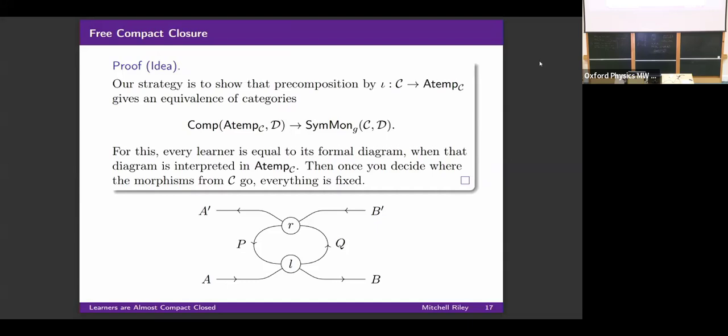And then what we need is, once we decide where just the C part goes, like these morphisms individually, once we decide where they go, the fact that we end up with a compact closed functor up here means that where we send everything is forced, right? So that's the idea.